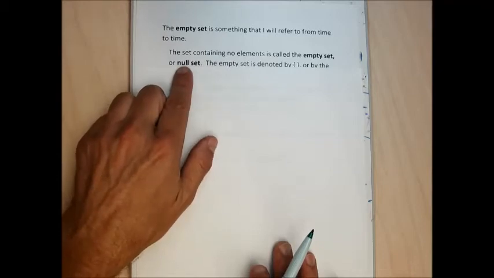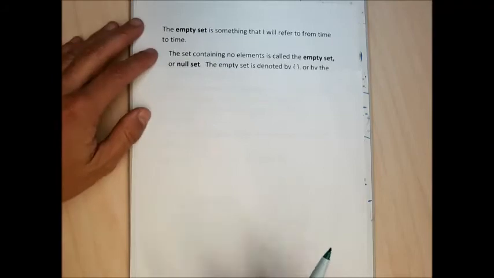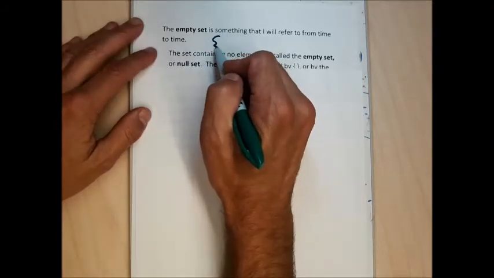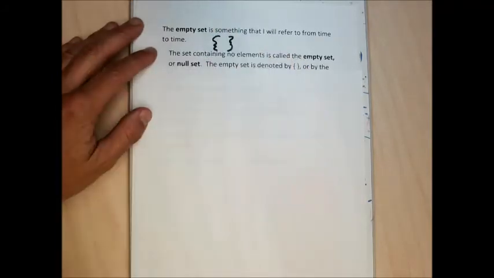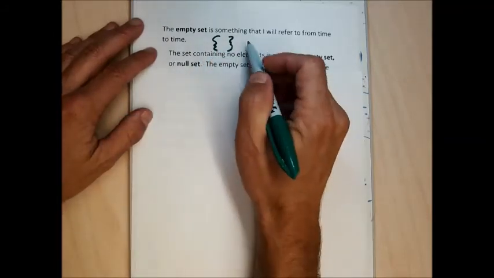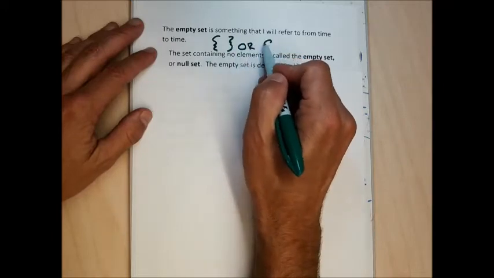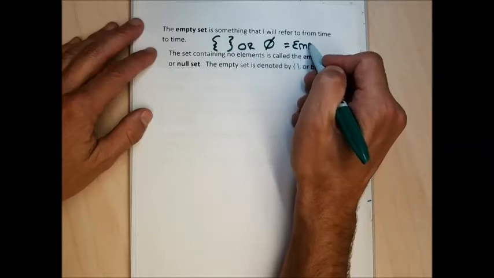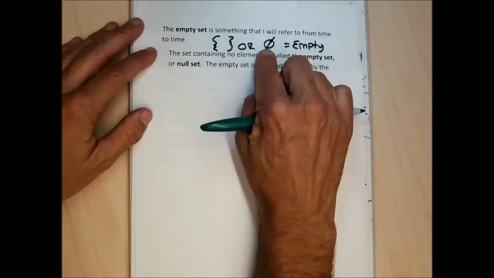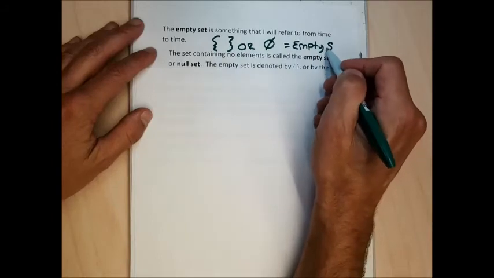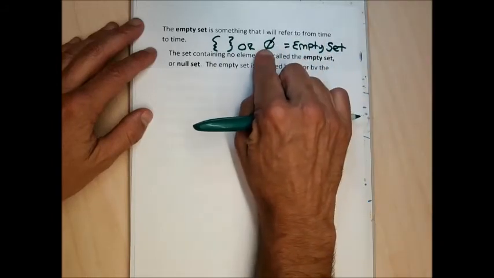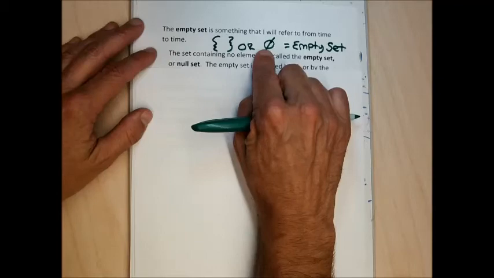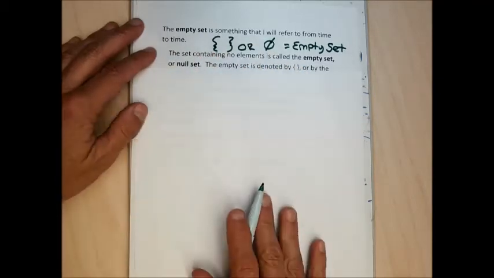Some texts will call it the null set, but that's rare. The empty set is either given by that, which is empty set braces. That would be an empty set because it's a set with no elements. Or a 0 with a line through it, both mean an empty set. So this is a way to write an empty set without using the set braces. This is very common. A 0 with a line through it when we're talking about sets is automatically a set with no elements, which is the empty set.